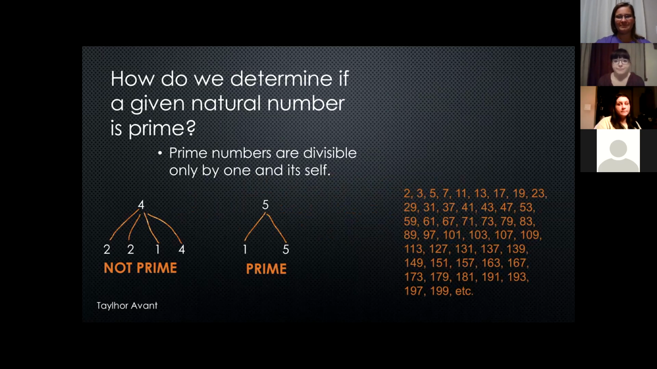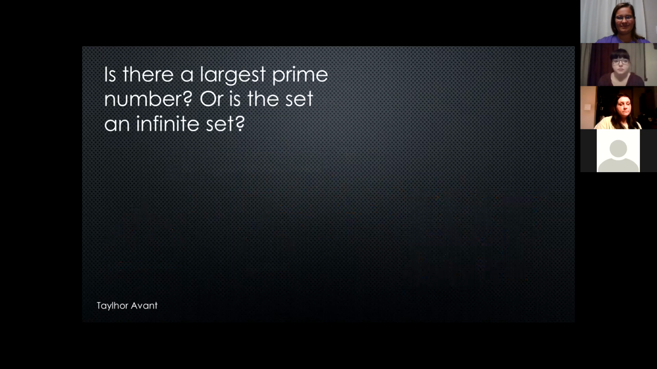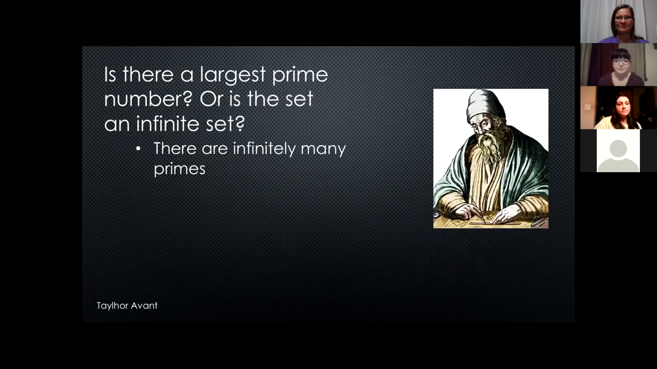No. So how many more are there? Is there a large prime number or is there an infinite set? Take a guess. There are infinite prime numbers. Yes, right. Euclid gives us proof by contradiction. So let's see how he did it.